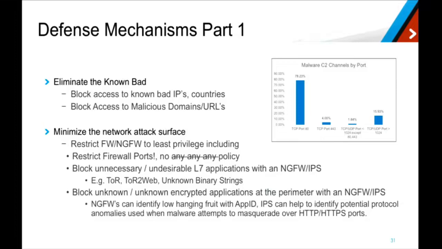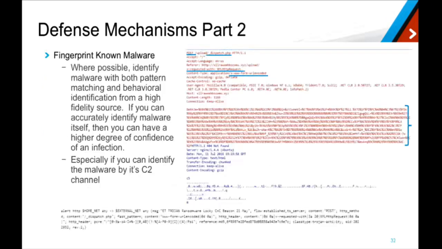Even unknown binary streams: some malware on occasion will just run some sort of odd encrypted protocol. If you can do deep packet inspection and encryption entropy analysis, which a lot of modern IDSs and NGFWs do, you can potentially identify unknown types of malware just because it's not matching a traditional protocol. It's not leveraging steganography. It's standing out like a sore thumb.